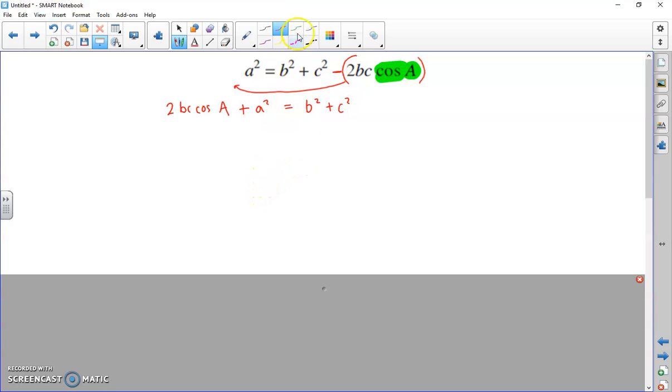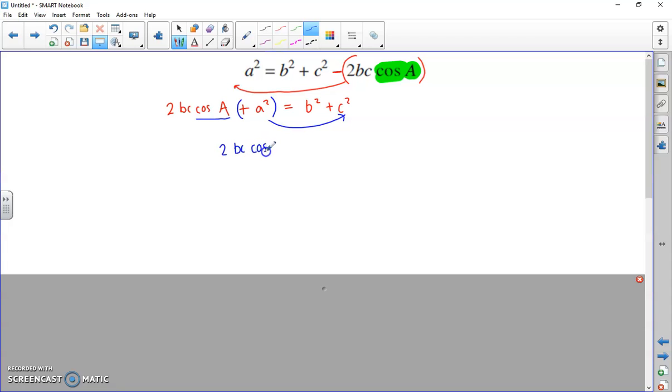Okay, now we want to start getting cos a on its own. It's there at the minute. It's a bit tangled up in other stuff. Okay, so the easiest thing to move now would be to take that plus a squared to the other side, and it will change to a minus a squared.